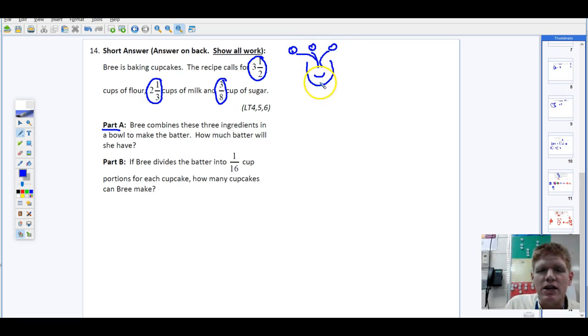Anyway, 3 things are going into the bowl. You're combining, therefore you're adding. So we'll start with part A, right over here. She combines these 3 things. So 3 1/2 plus 2 1/3 plus 3/8.